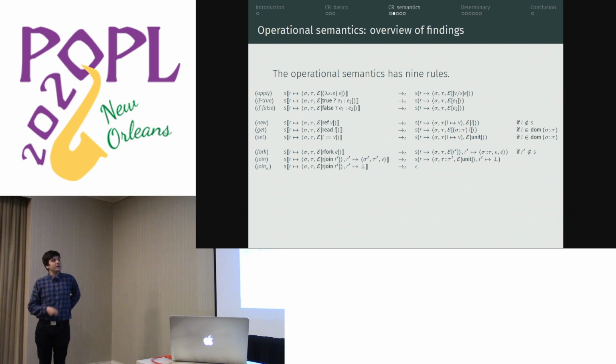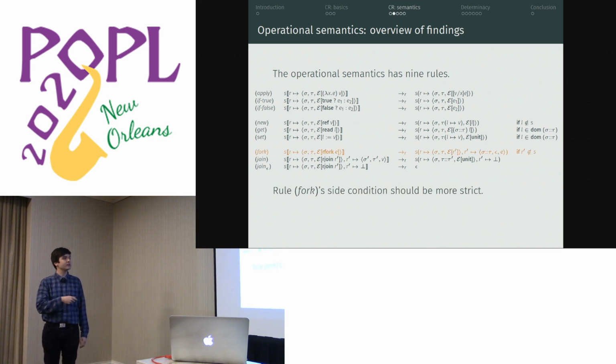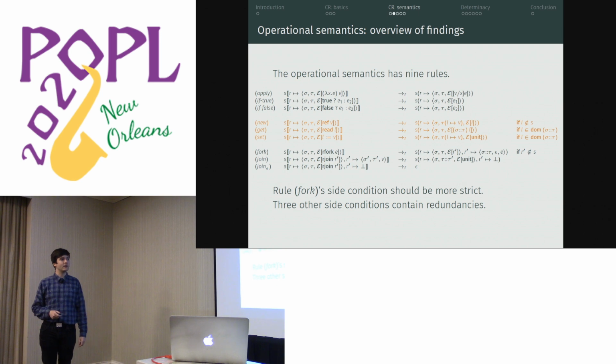So here is an overview of the operational semantics. There are 9 rules. And you don't have to understand this. I will just tell you what I found. So first of all, rule fork has a side condition that should be more strict than what is formulated in the original paper. And these 3 rules involving storing values, they contain redundancies in the side conditions. So I will show you this now.